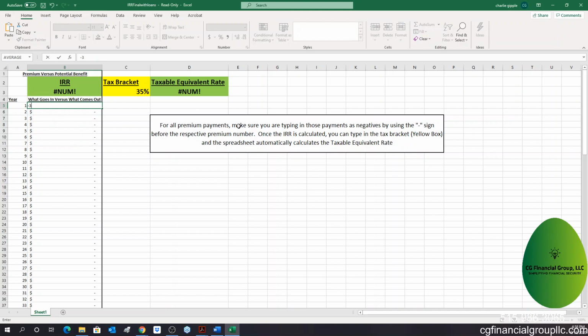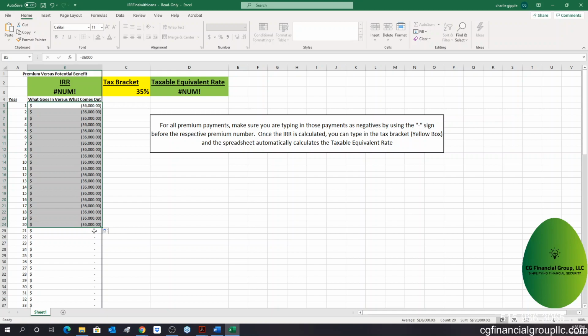That's a negative $36,000 per year, because that's his negative outflow. That's what he's paying in premium. $36,000 per year for 20 years, he says. But then he says, let me ask you a couple questions, Charlie. On that policy, what type of death benefit will that buy?